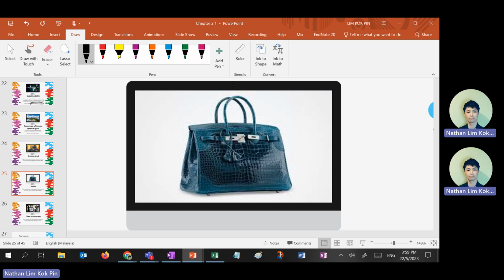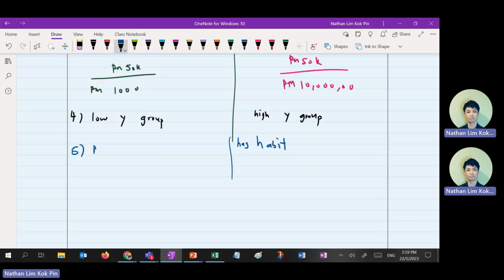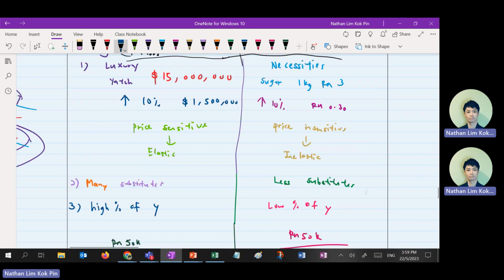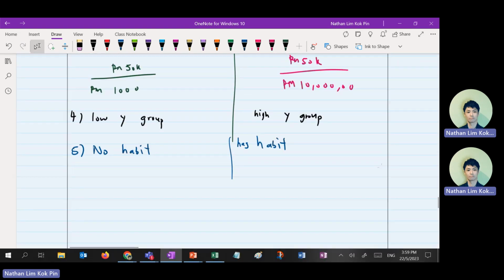Nah, so sorry. So that is the no habit. If you don't have habit, it will be underneath elastic. Okay. Another way to look at no habit and has habit is sometimes they use edited and non-edited.